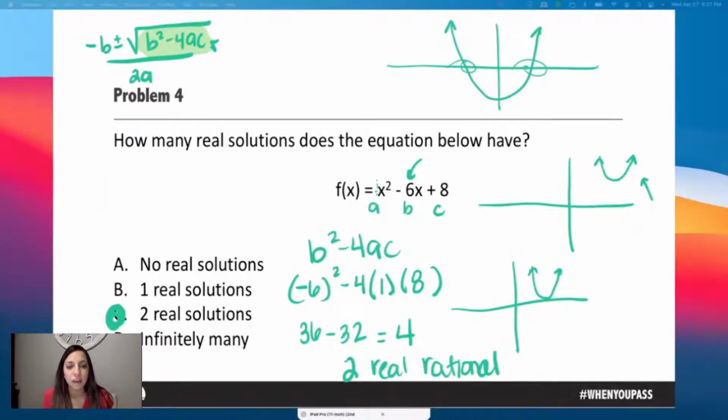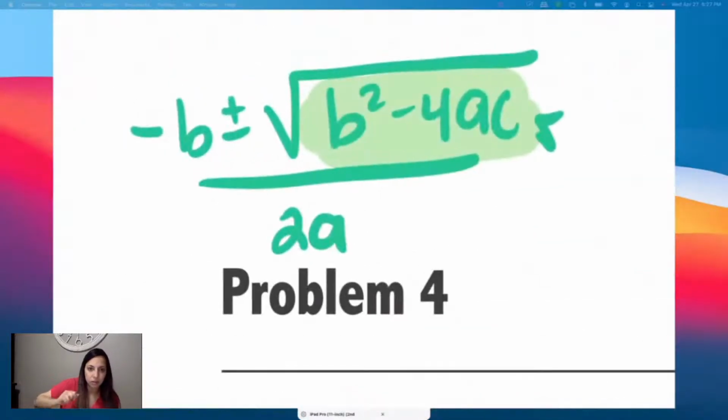If I got the number 0 for my discriminant, what would that mean? That would mean I only have 1 real solution. Because going back to this equation, I would have negative b plus the square root of 0, which is 0, divided by 2a, and negative b minus the square root of 0, which is 0. So it would create the same exact answer. If I get a positive number, whether it's 4 or 5 or 6 or 7, I'm going to get 2 real solutions.